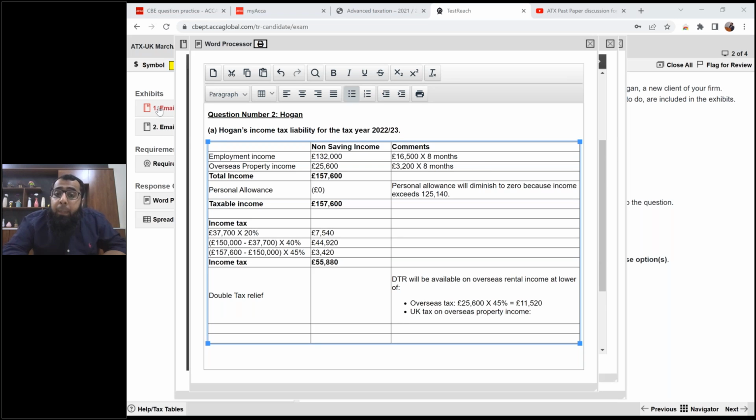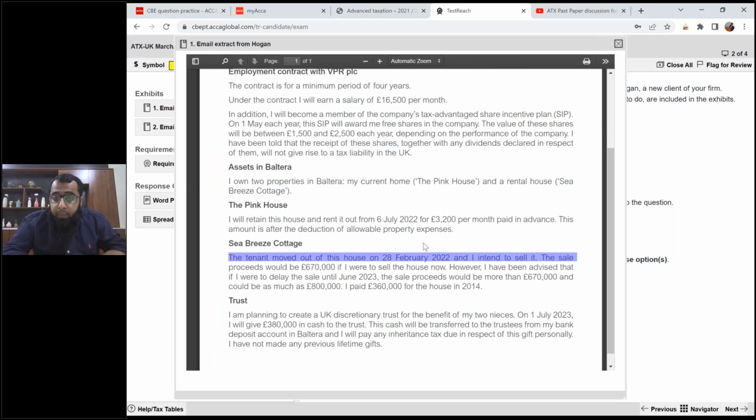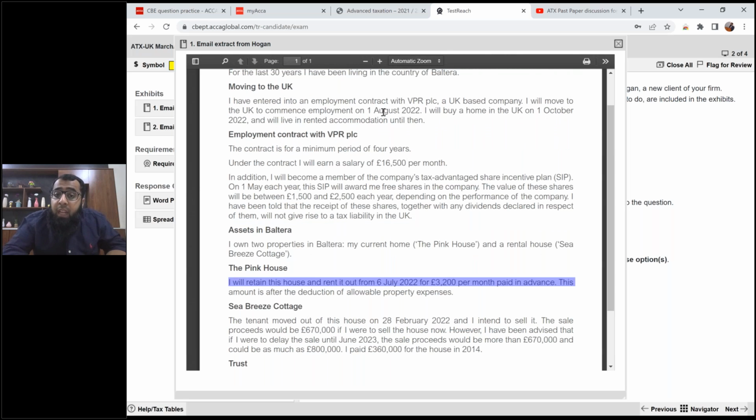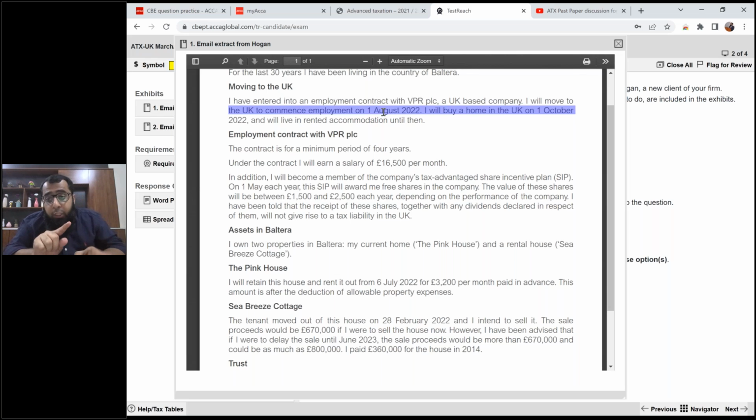One student has asked that, sir, why didn't you take rent from 6 July 2022? Because I became resident from August. I know that the rent is coming from July, but my UK residency status will start from the date I took up the employment. Earlier than that date, I was not a UK resident. Due to split year basis, I will become UK resident from the date I took up the employment.